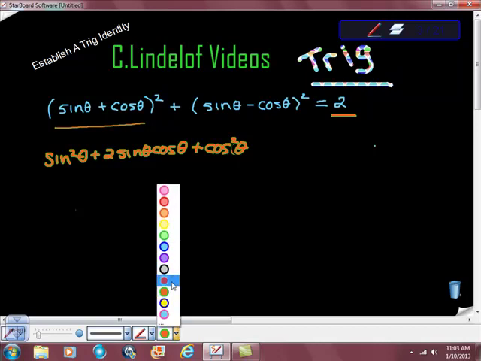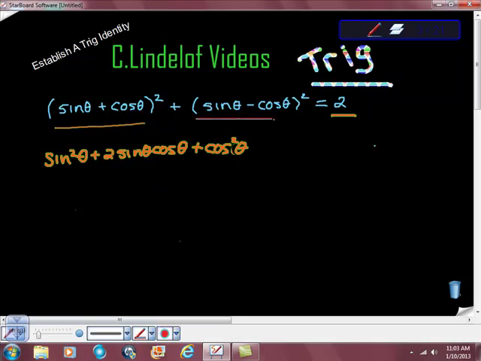Now what I'm going to do is expand out this side right here. And I think that goes to sine squared theta minus 2 sine theta cosine theta plus cosine squared theta. And remember, this all has to equal 2. This 2 is this 2. All right? So now what I'm going to do here is just simplify.